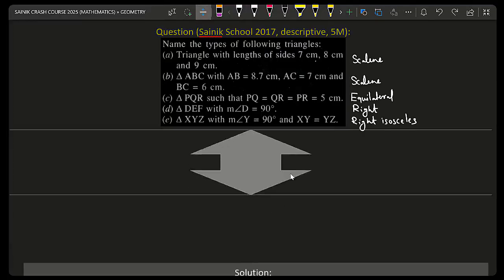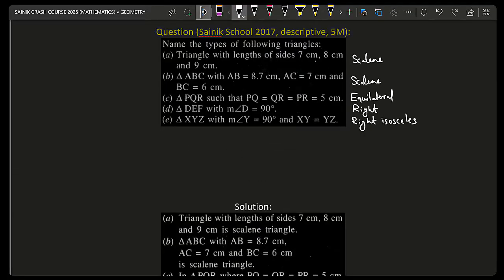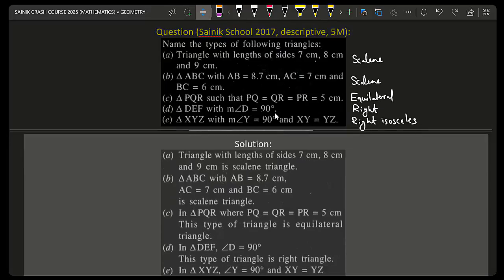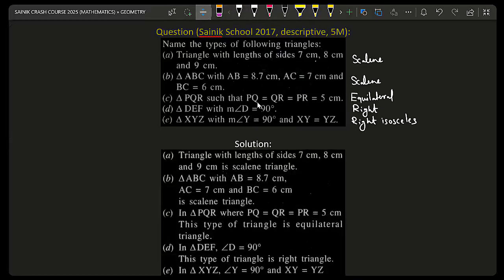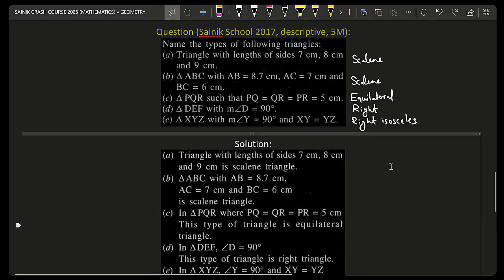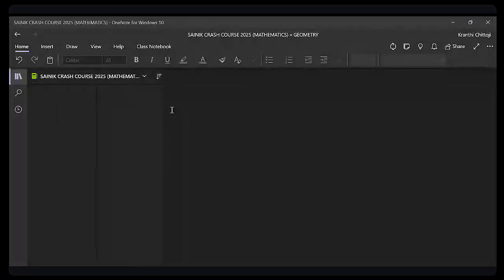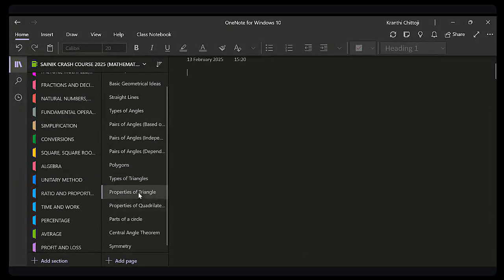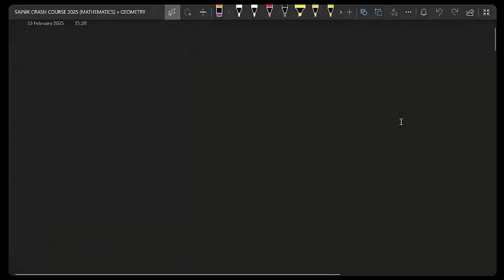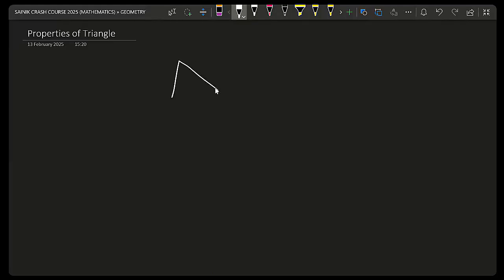So these are the answers: scalene, equilateral, right, and right isosceles. So these are about the types of triangles. And properties of triangle, we already discussed the angle sum property. Let us revise once again.